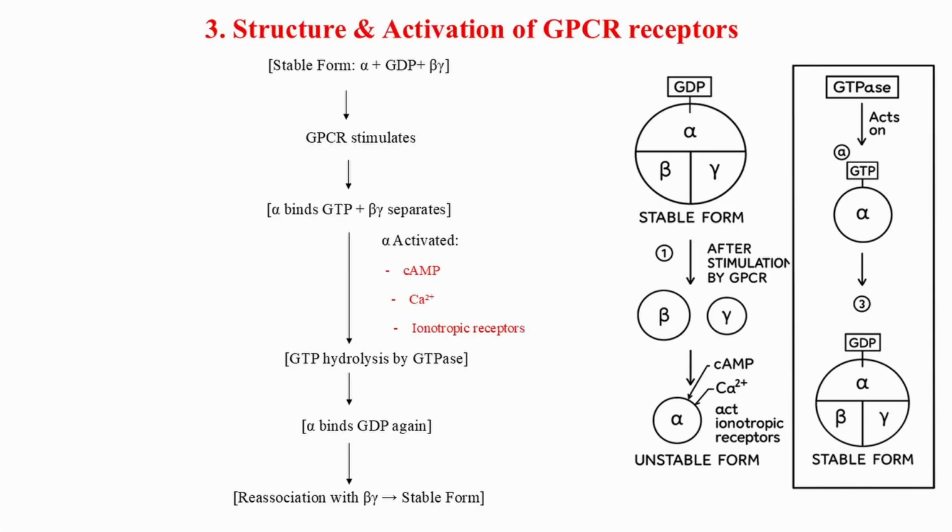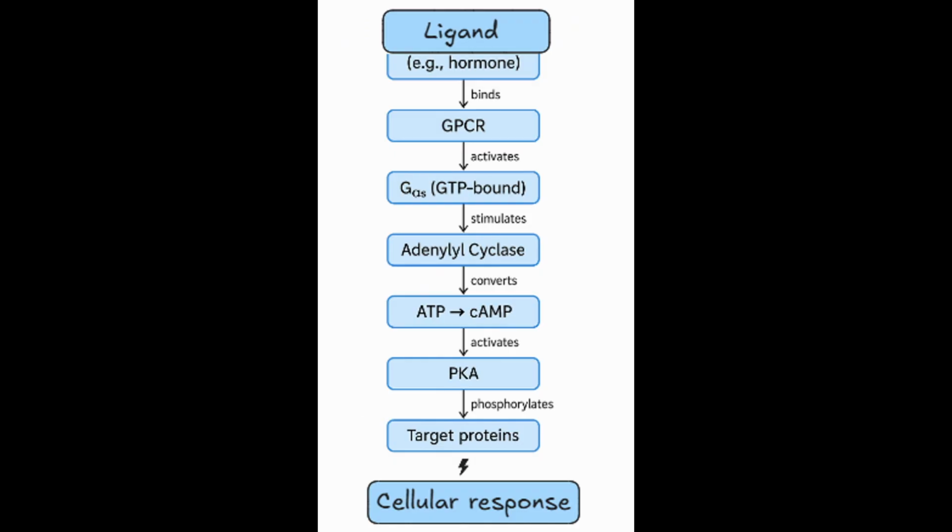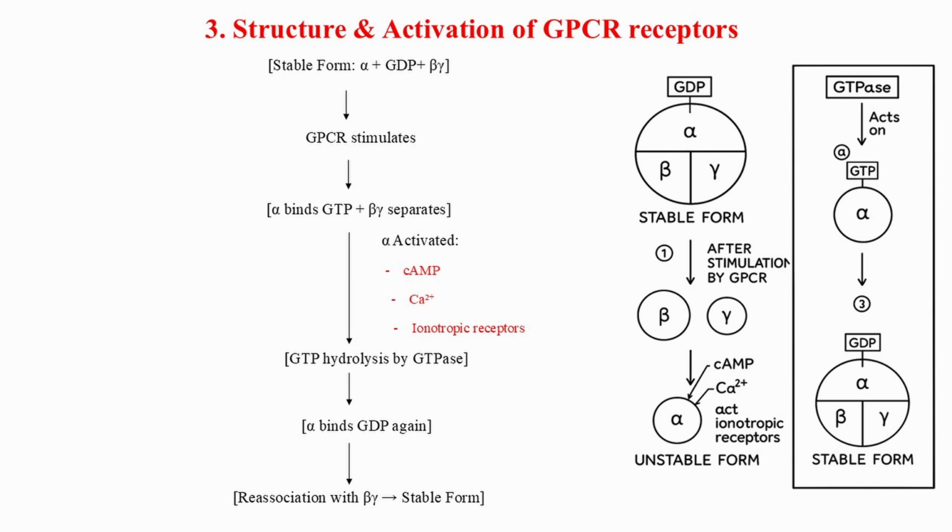GPCR activation. When the ligand binds to the GPCR, it stimulates the receptor. This causes the alpha subunit to swap GDP for GTP. Now the beta gamma subunit separates from the alpha. Now both alpha-GTP and beta gamma are free and activated. The second step is signal activation. In this step, activated alpha subunits can now stimulate cAMP production, increase calcium levels, or directly influence ion channels like ionotropic receptors. Beta gamma subunits can also modulate ion channels or other pathways. At this stage, cellular action begins.